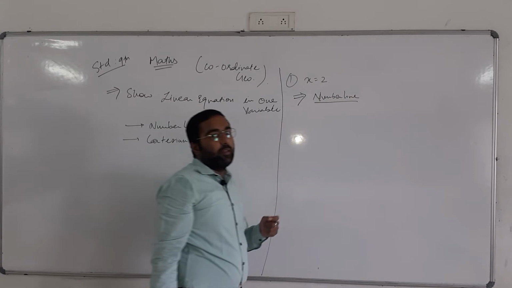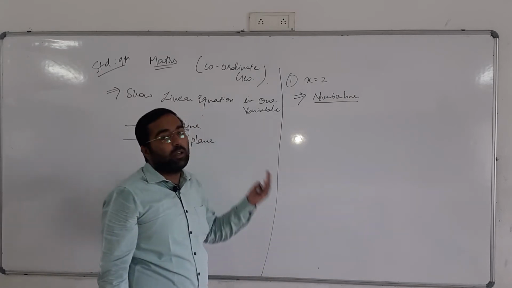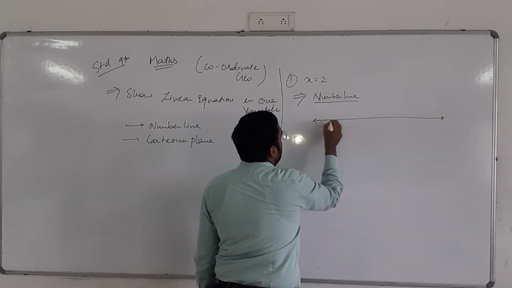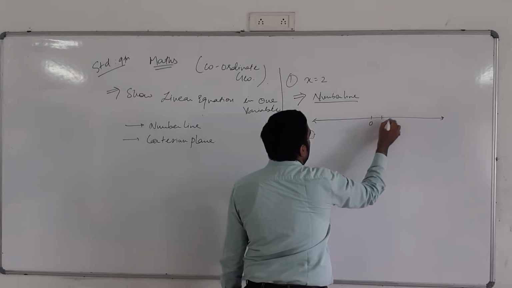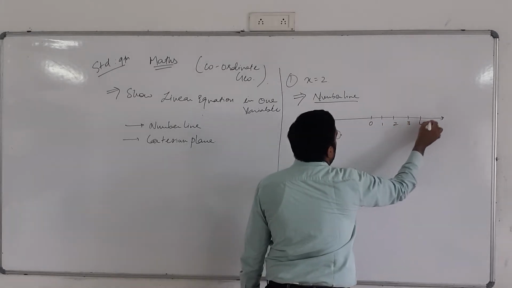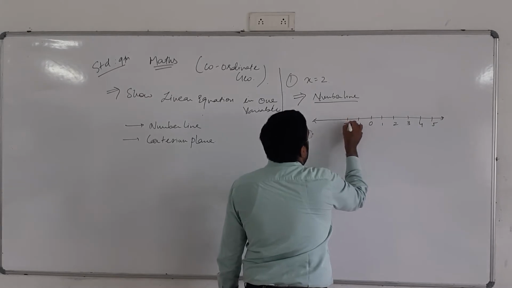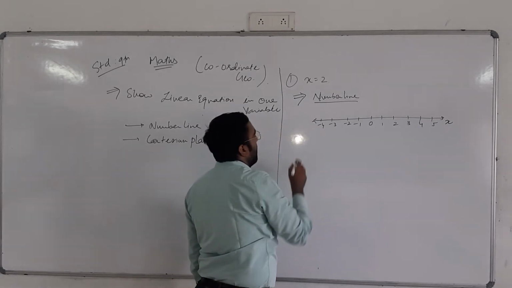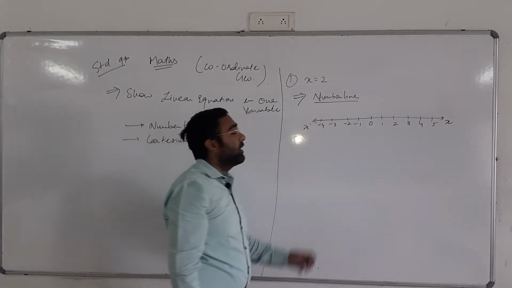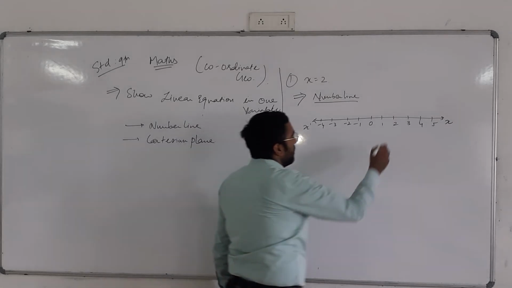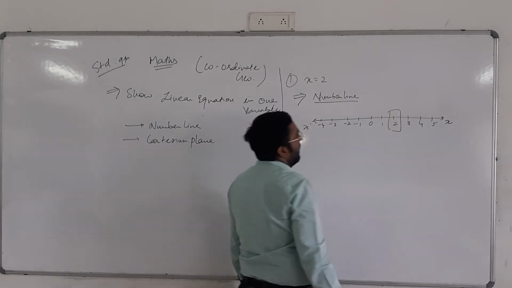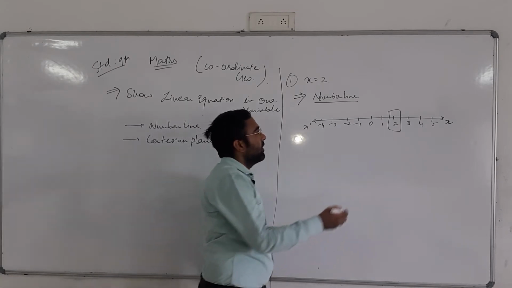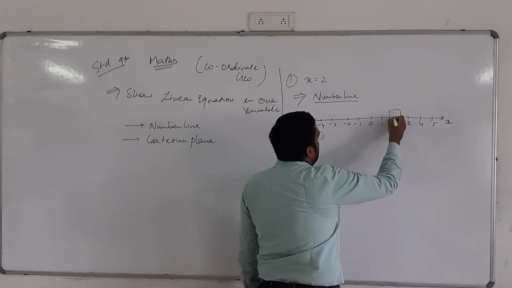As per the question, you have directly the value x equal to 2, so you just draw the number line. As you know, there is 0, 1, 2, 3, 4, 5, minus 1, minus 2, minus 3, minus 4, and this is your x axis. Now your value of x is 2, therefore you represent a point at 2 here. This is the basic number line for a linear equation in one variable.